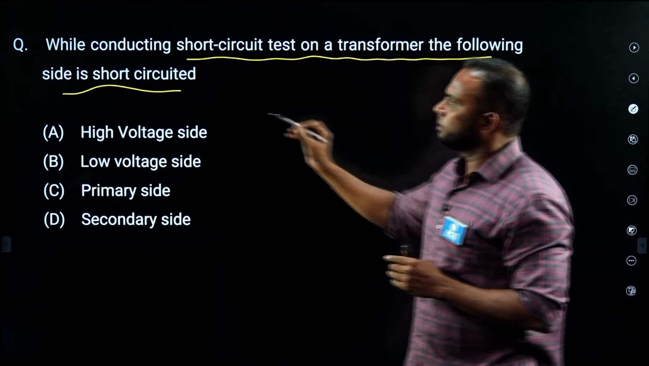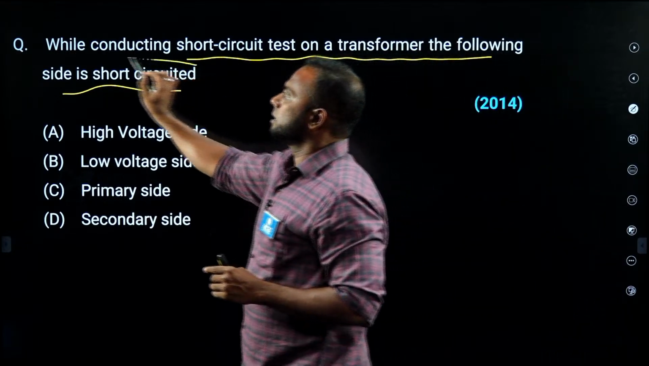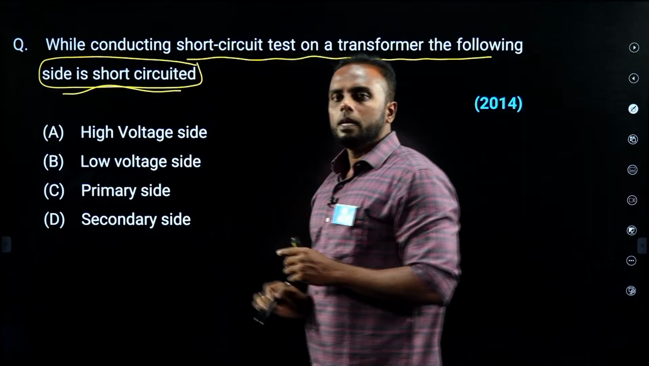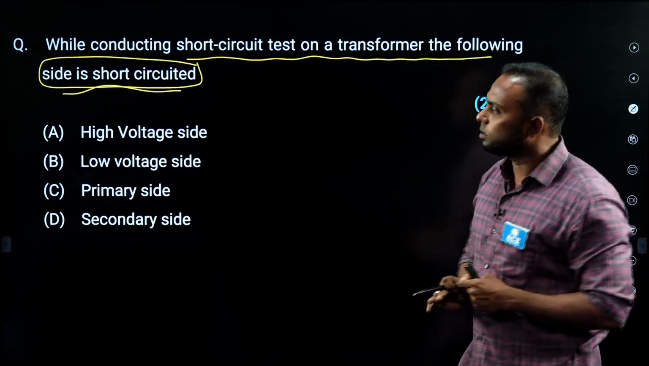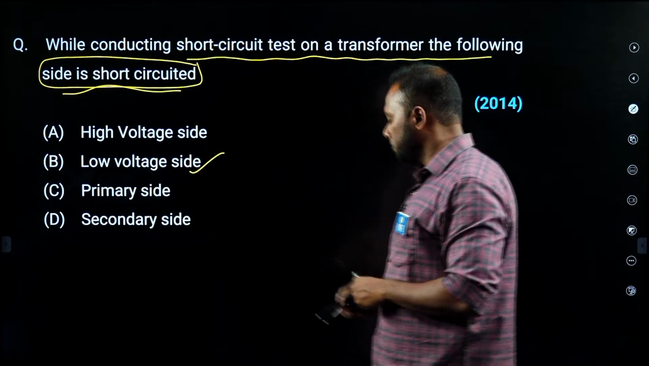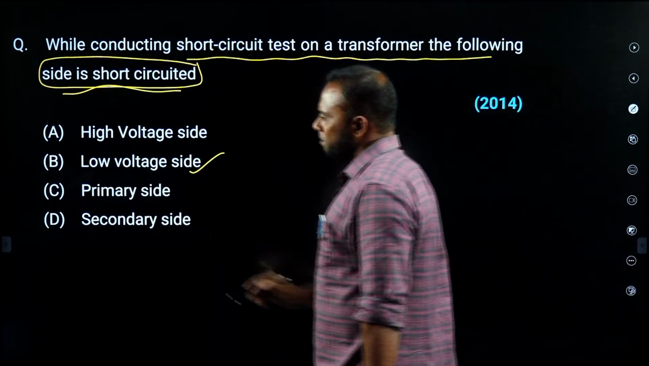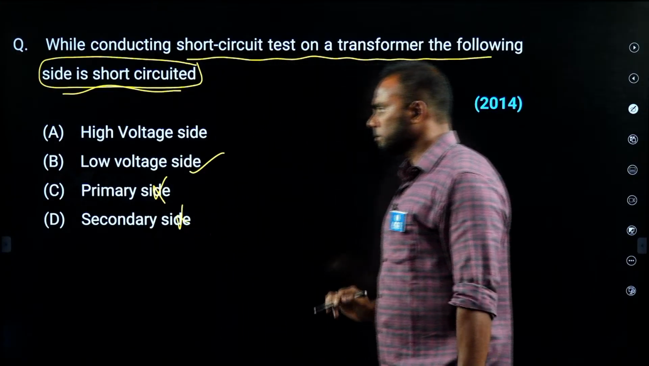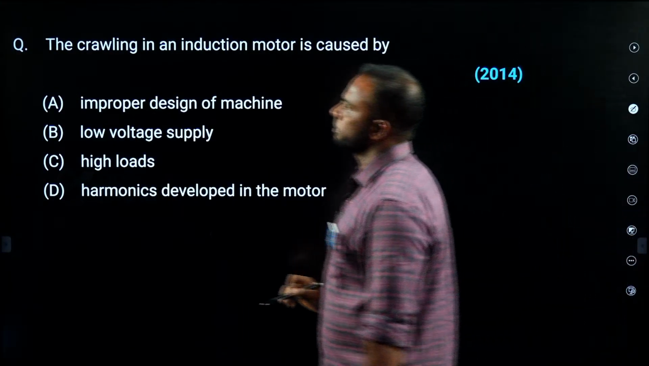Now what is the question here? During the short circuit test on a transformer, which side is short circuited? The test is done on the HV side, meaning supply is given to the HV side, and the short circuit is on the LV side, the low voltage side. Primary, secondary, this is not correct.